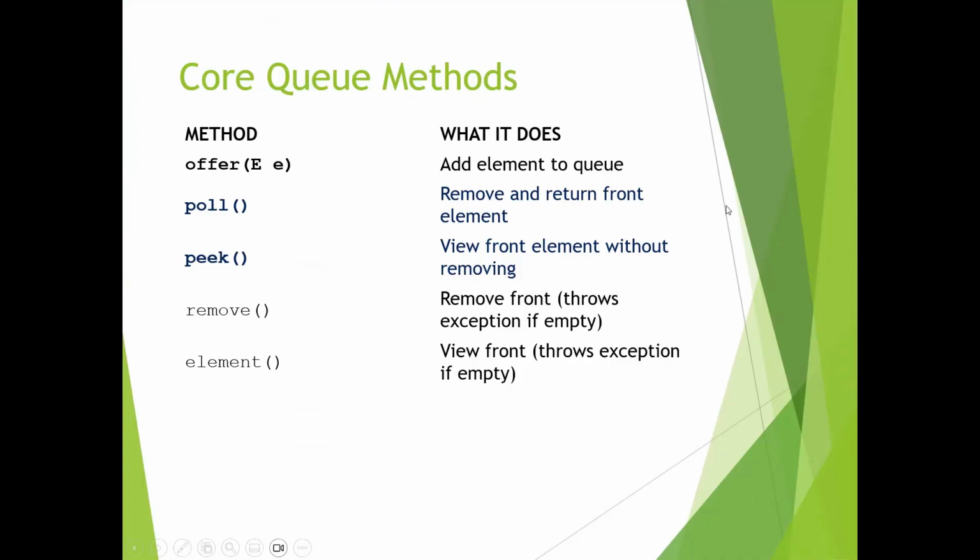So in summary, the most important methods for a queue are poll and peek. Those are the ones you're going to use most often. Offer allows you to add elements to a queue, but you could actually just use the add method and it will do the same thing.